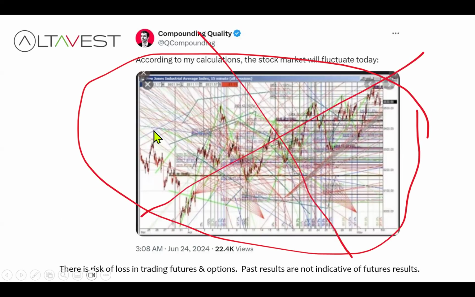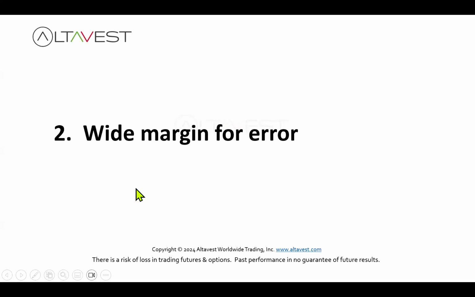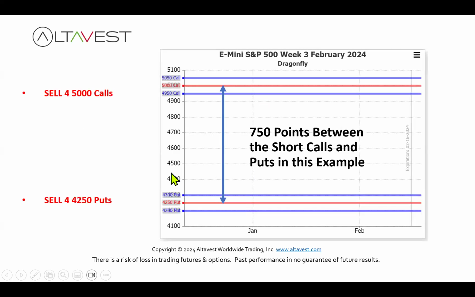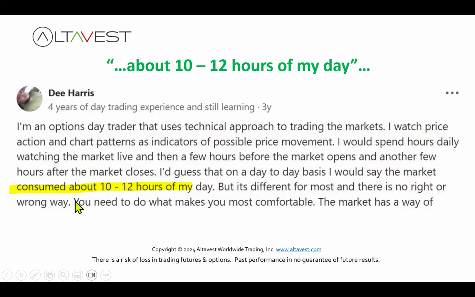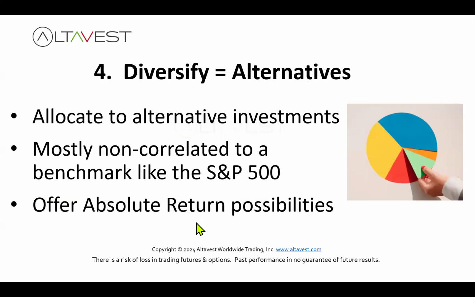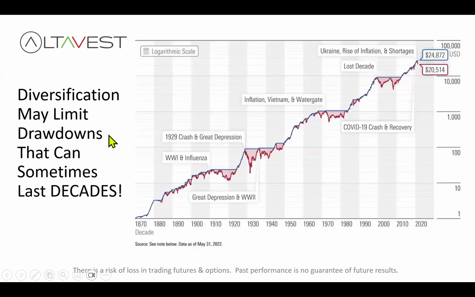Thought that was a pretty good image. Wide margin of error on a lot of these types of non-directional trades. We talk about being a time saver. You really don't want to sit in front of the screen 10 to 12 hours a day like some of these day traders are doing. You can diversify. You don't have to just be passive and always buy something. Keep in mind, diversification can hopefully limit drawdowns, and drawdowns can sometimes last decades in a stock market.